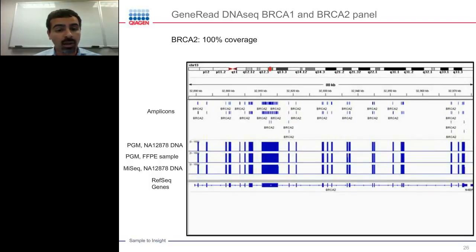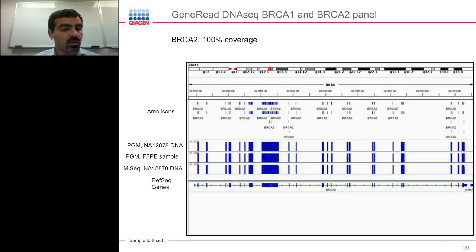Again, what you're looking at is 100% coverage of all the exonic regions of BRCA2 with a very high degree of uniformity also. And you can see on this slide how there are many amplicons tiling across each other to cover a specific exon. Again, that goes back to the overlapping nature of the amplicons to maximize the coverage across the regions that we want to cover, and it also shows you the high degree of uniformity across different samples.